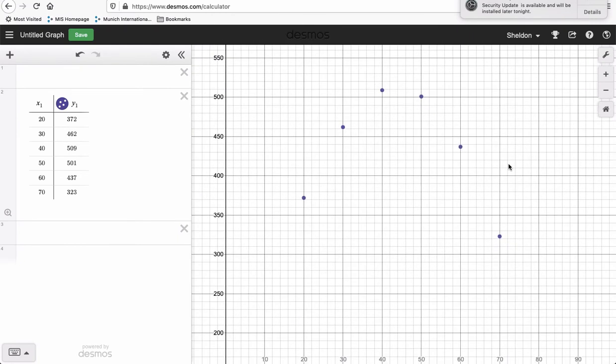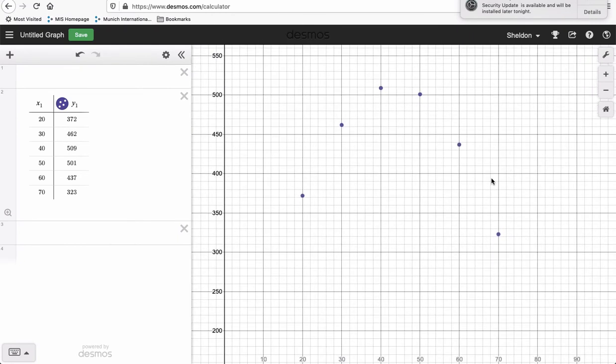And it looks fairly like a parabola shape. So we're going to do this by hand first, to try to fit the curve. If you had the x-intercepts, maybe you could use intercept form. I can see about where the vertex would be, so I'm going to use vertex form.